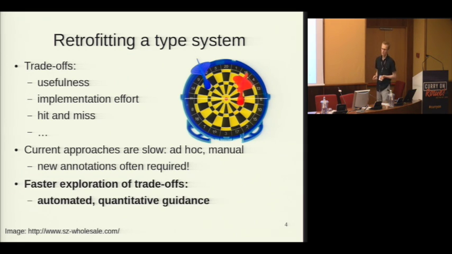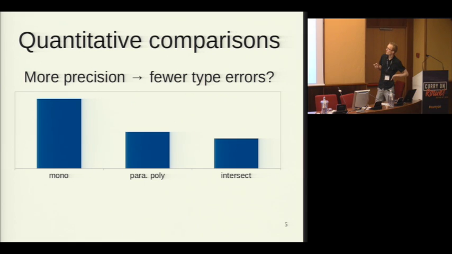So what we provide is a faster exploration of these trade-offs. And it's faster because it's automated and it provides quantitative guidance for the type system programmer. It's not intended to replace the expert knowledge of the type system designer. It's meant as guidance for him. A fundamental assumption of this approach is that we can do quantitative comparisons of type systems. In particular, if we have two type systems and one is more precise than the other, we'd expect the more precise one to produce fewer type errors.